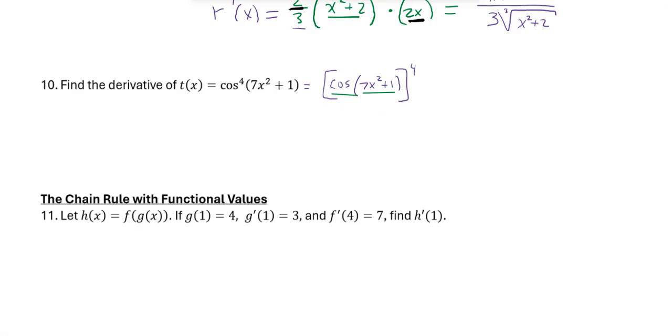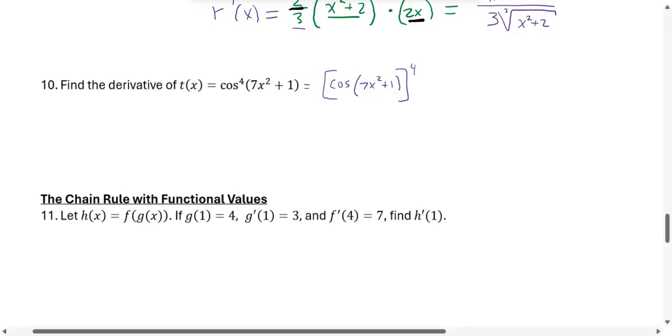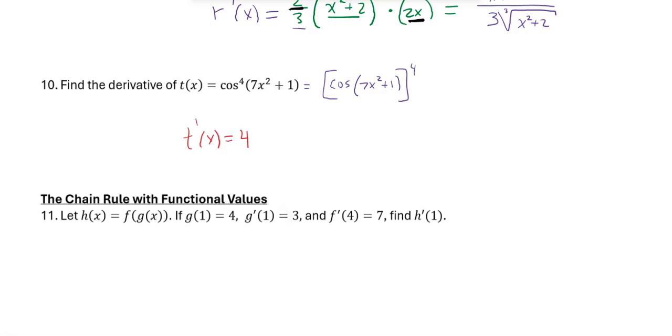Okay, so to do this, you just start with the outside, very outside piece. The very outside is the fourth power. So if we want t prime of x, we're going to use the power rule. Bring the power down, 4, and reduce it by 1. Now it's cosine, I'm just going to write it here, cubed of 7x squared plus 1, all right, times the derivative of what's inside. What's the derivative of cosine?